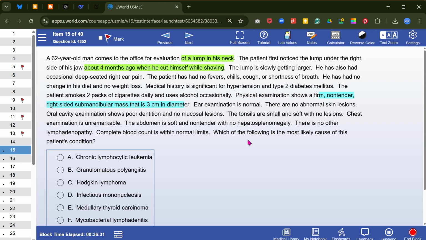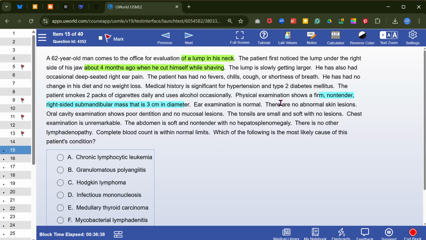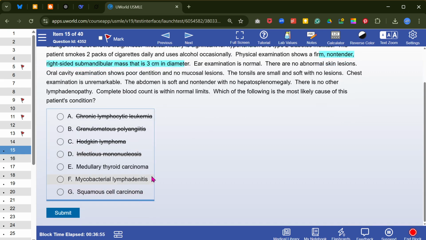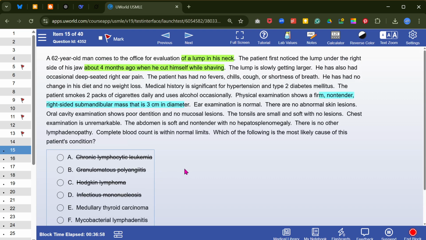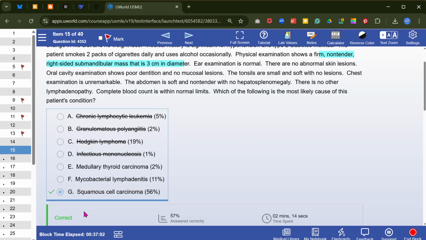Is it lymphoma, Hodgkin? Is it head neck cancer? Head neck cancer is squamous cell.